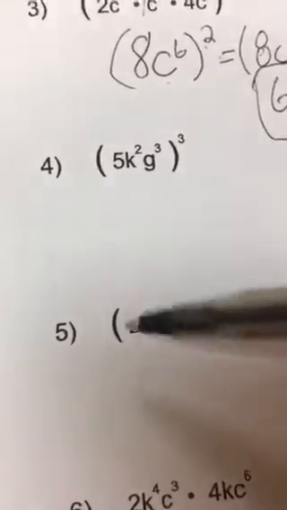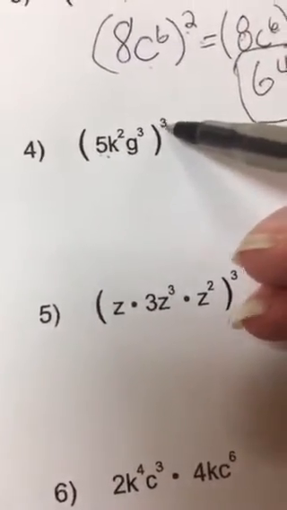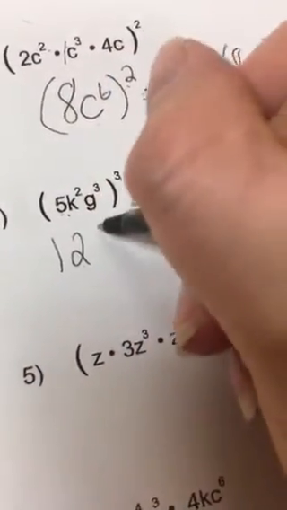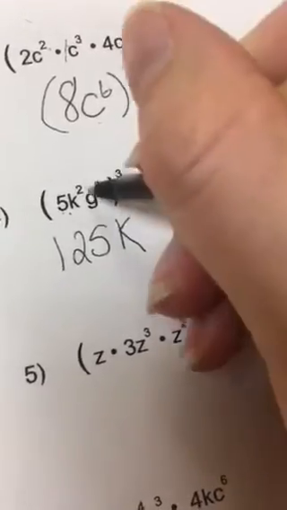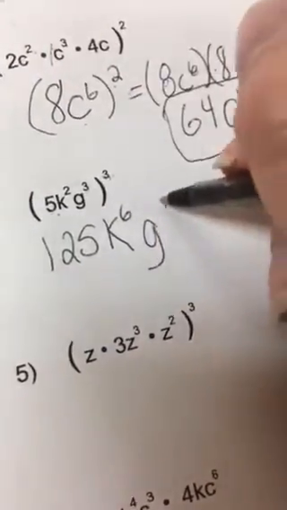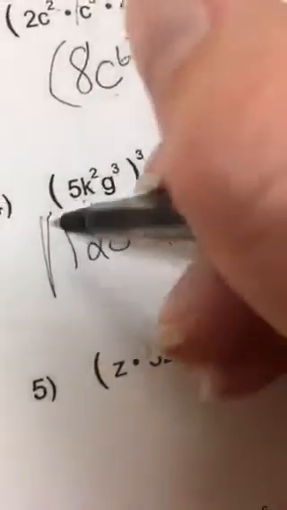Okay, moving on. Now this one, once again, let's do the shortcut. So 5 to the 3rd power is 5 times 5 times 5, which is 125. K, 2 times 3 is 6. G, 3 times 3 is 9. And that would be my final answer.